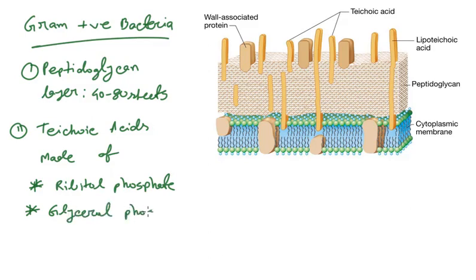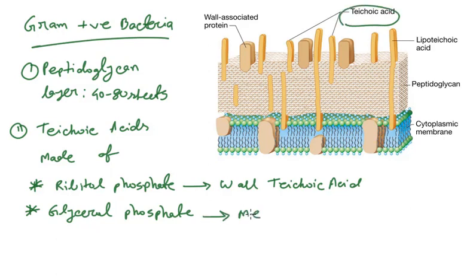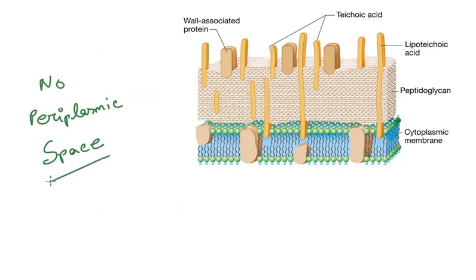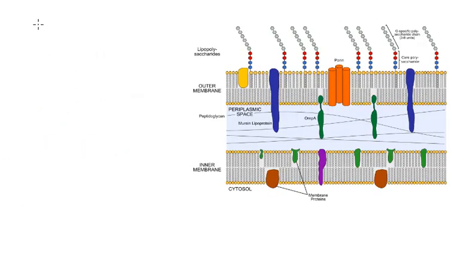As we can see from the picture, there are actually two types of teichoic acid. One is the wall teichoic acid, which is made of ribitol phosphate and attached to the peptidoglycan layer. Another is the membrane teichoic acid or the lipoteichoic acid, which is composed of glycerol phosphate. These are the lipoteichoic acid. And as we see, there is no periplasmic space in gram-positive bacteria, which is a characteristic of this type of cell wall.